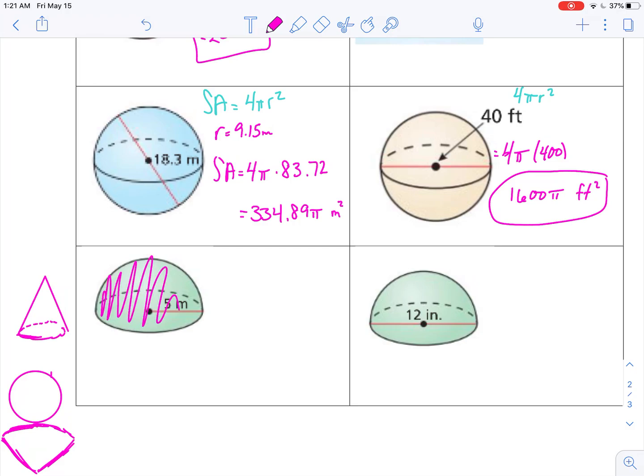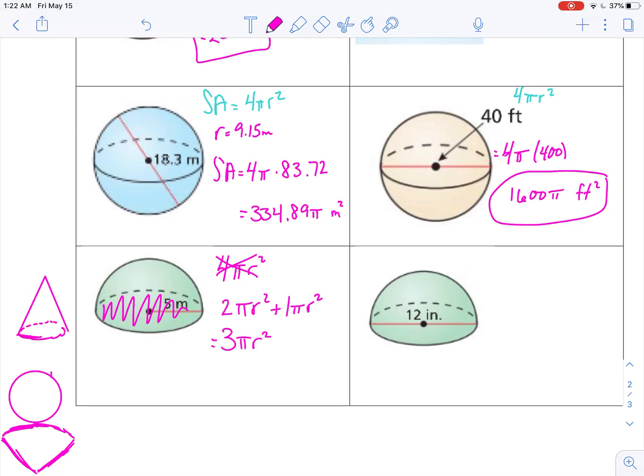We've got this sort of dome up top, but then we've also got this base. Well, the top here, that's just half of a sphere. So what's half of 4 pi r squared? Well, half of 4 is 2. But then we have to add the base. And what's the area of a circle? Well, that's 1 pi r squared. So our final surface area would be 3 pi r squared.